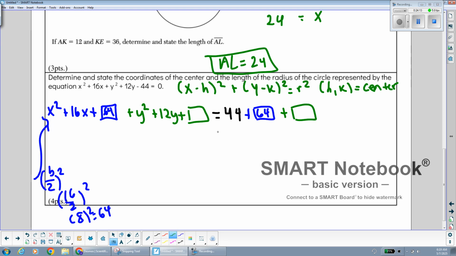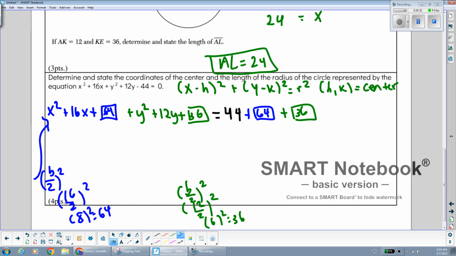For the Y terms, and I'll just do that at the bottom over here, b over 2 squared once again. A, B, C. b is 12. 36 is the number that completes the square.